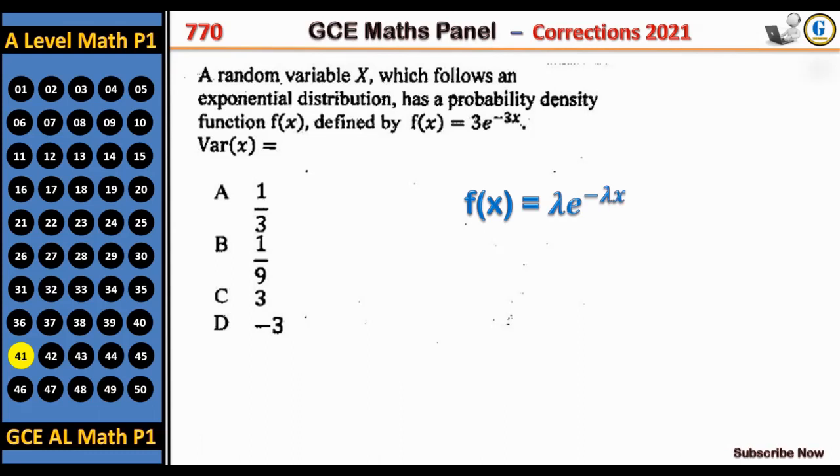And for this distribution, the variance is given by the reciprocal of the square of the parameter. So 1 over lambda squared is the variance. And from this equation, equating variables, you see that our lambda is equal to 3. So our variance here is equal to 1 over 3 squared, which is 1 over 9.